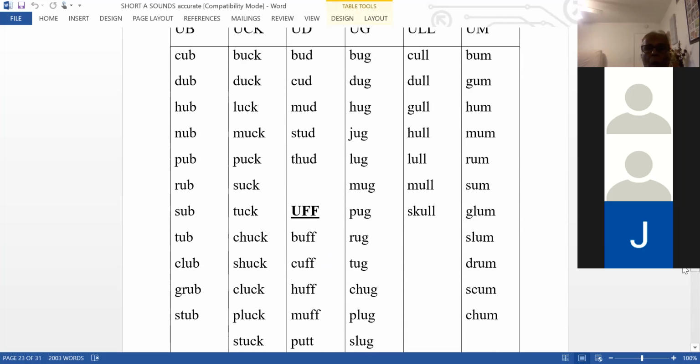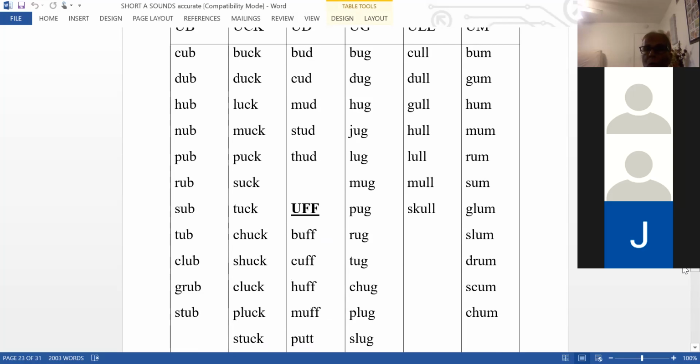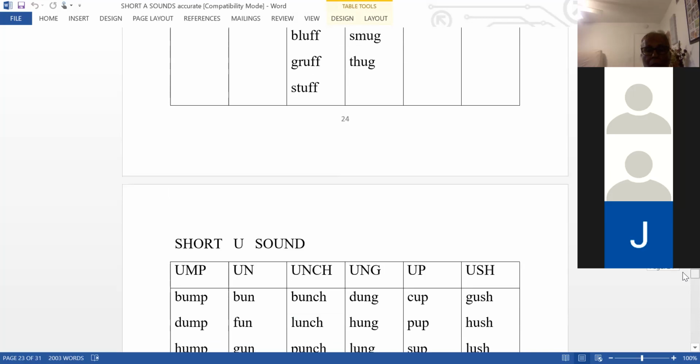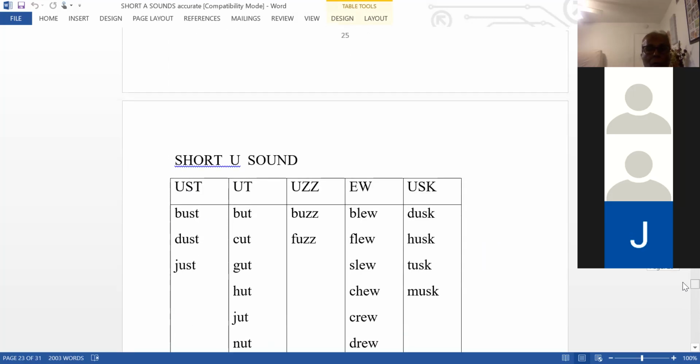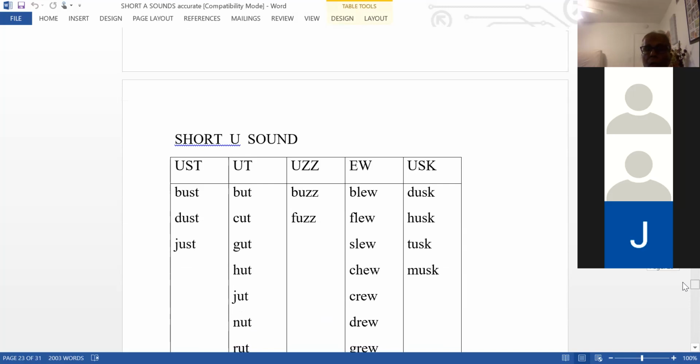Short U, as in O. So they actually have to learn these things. Short U again. EW, U: blue, U. You're getting U here: flu, slew, U. You're getting the U there. So EW gives a U sound.